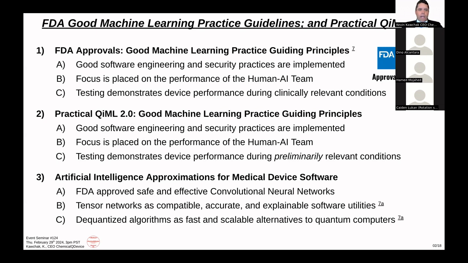So here's the outline, the FDA approvals, and I'm going to focus on 3 of the 10. A lot of them have to do with the data sets, which is kind of more universal to all technology of these 10. And the human AI team testing demonstrates device performance during clinically relevant conditions. And then I'll give an analogy of what's going on in quantum inspired, as what could be used to assist future AI with tensor networks or dequantized algorithms, those types of things. So a rough explanation of quantum inspired 2.0 is basically approximation techniques to do quantum inspired techniques that are efficient and effective on classical computers, such as GPUs and CPUs or TPUs.